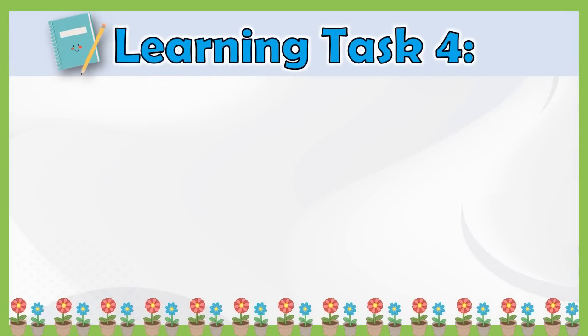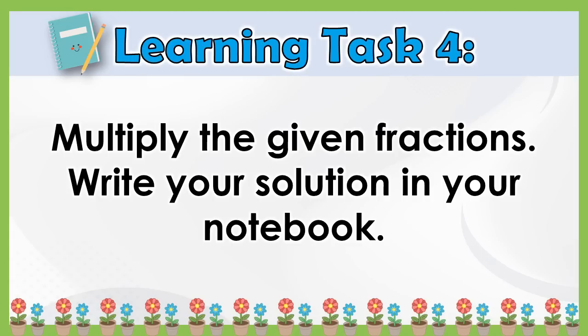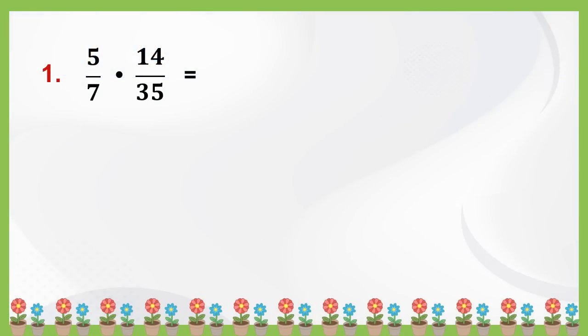And for learning task 4, multiply the given fractions. Write your solution in your notebook. Number 1, 5 over 7 dot 14 over 35. The symbol used is a dot. It means times. We can rewrite this as 5 over 7 times 14 over 35.